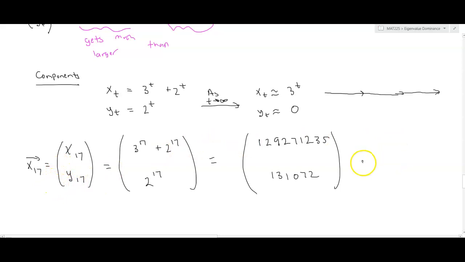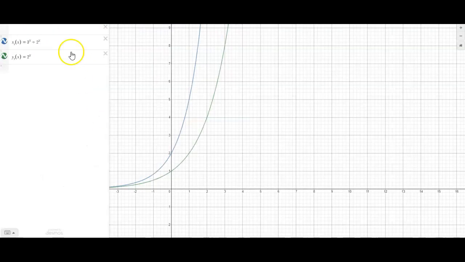So that's just a way for us to check that this set of formulas here does the same thing for us. But what we can do now is we can actually graph x_t and y_t on Desmos, and we can see what happens to both of those components as t becomes increasingly large. So let's go ahead and take a look at that briefly.